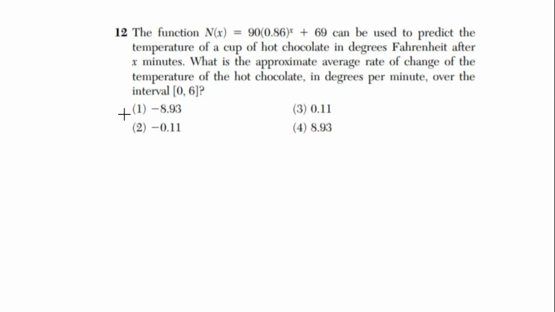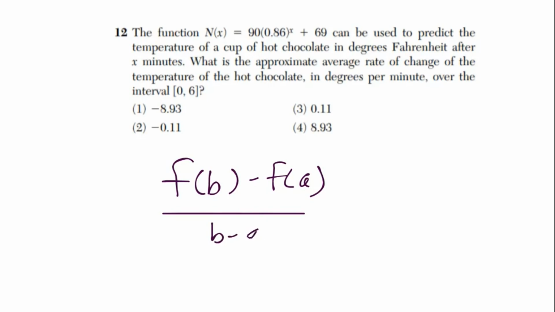So we're given a function that represents the temperature of a cup in degrees Fahrenheit after x minutes. We have to find the average rate of change of the temperature. So that's basically what we're doing for this. Really what I want you to remember is the average rate of change formula. And it really looks like your slope formula: f(b) minus f(a) all over b minus a, where these a and b values are the x coordinates of your interval.